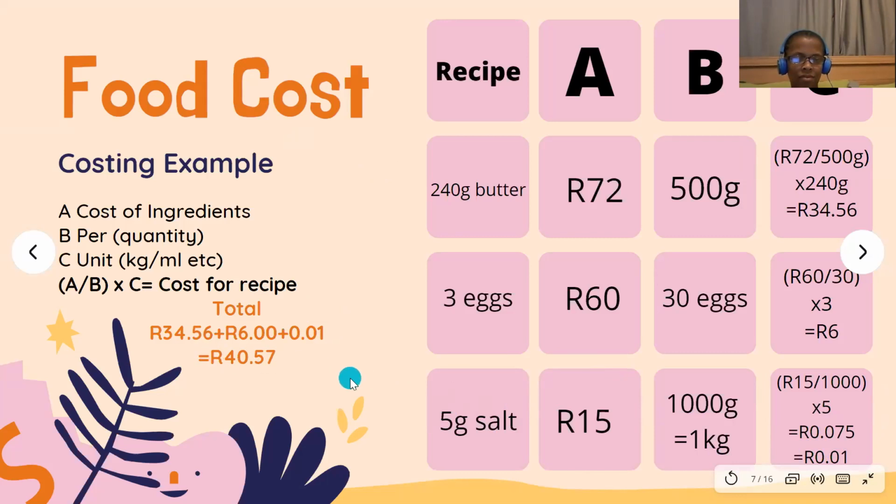So I've put my 34 Rand and 56 cents, my 6 Rand for the eggs, which should actually be 8 cents if you're going to round up. And you get a total for the recipe. Okay. So every single recipe you make, you want to do that with it. Please do this before you ask me how much to charge for your cake, because I'm not going to answer you until you can tell me what your costing says.